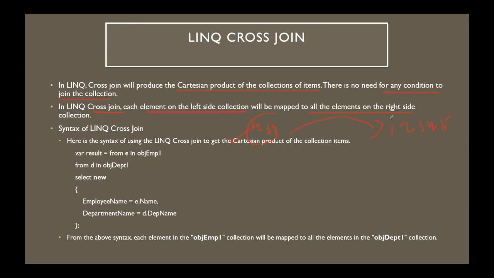And there's no condition that needs to be defined for cross join. So you have this object, you have this object. You can see no join condition is defined. Just do a cross join and give the employee name and department. So from this particular syntax, each element in this collection, which is the left hand side, will be mapped to all the elements on the right hand side, which will be this department collection. We'll see this. There is cross join.